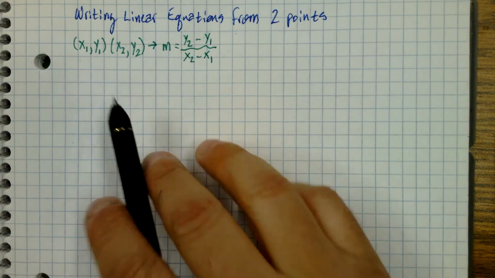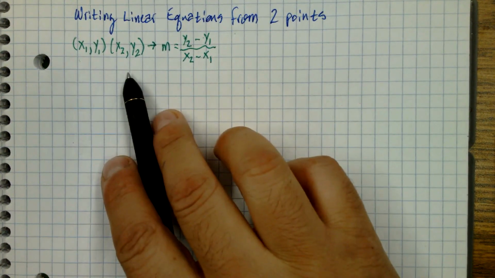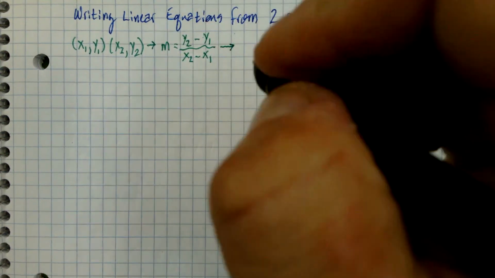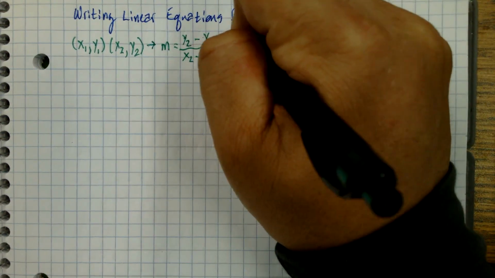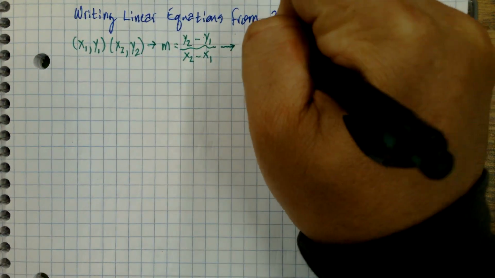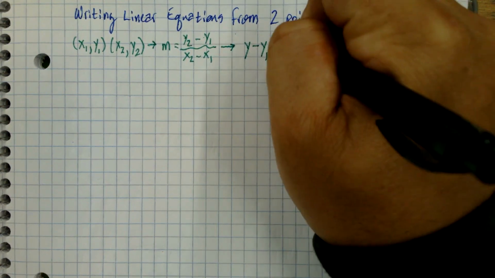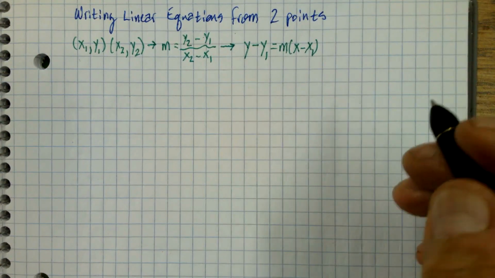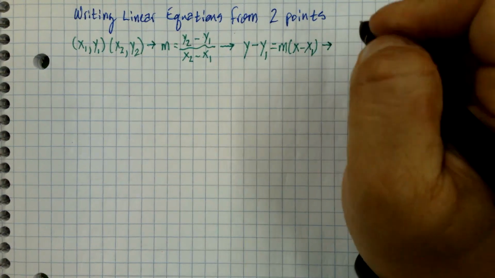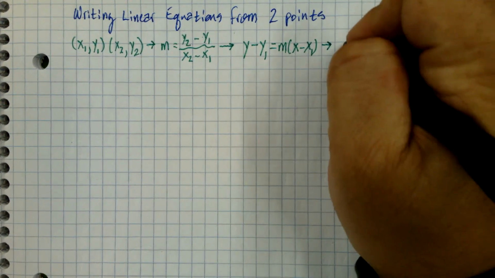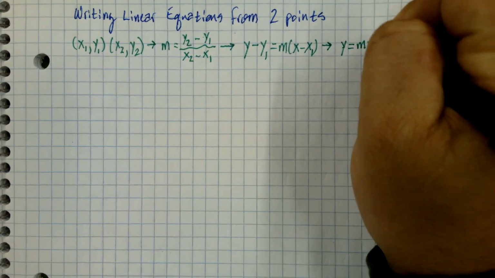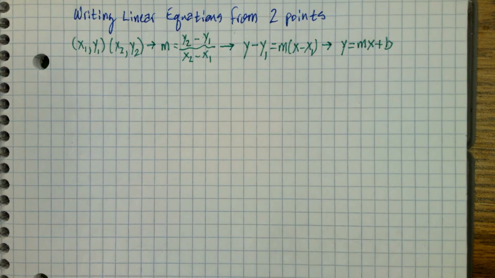And then from there, we'll have one of these two points to pick and our slope. Then we're going to use what we learned yesterday and put that information into point slope form. Then we'll apply what we learned yesterday: distribute, combine, all of that stuff. And we're going to end up with an equation in slope-intercept form.